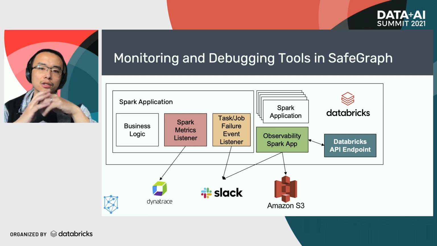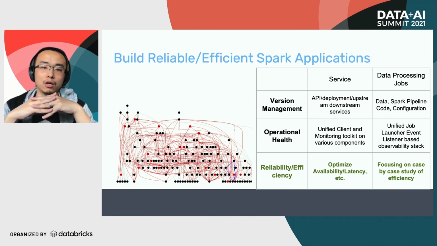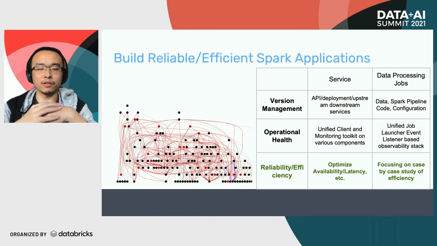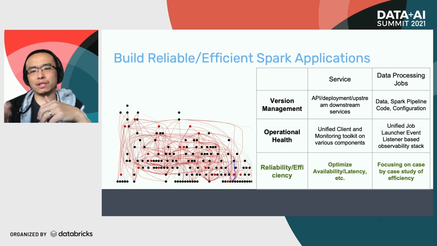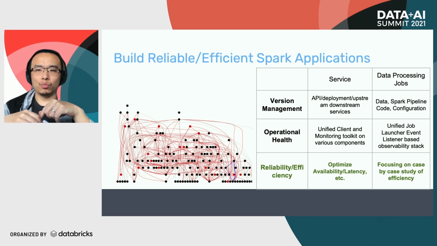Okay, so this is about operational health. Of course, I only covered two aspects here, and the last topic is about reliability and efficiency. For a service, you always have certain things to do for availability and latency. But when it comes to data processing jobs, our finding is that it really becomes a case-by-case study.